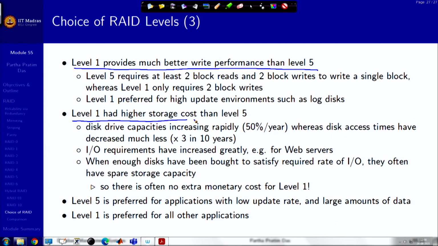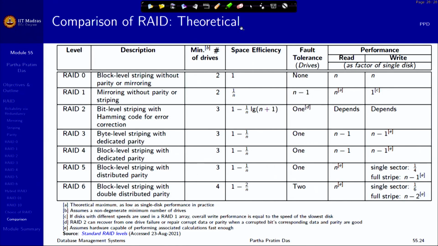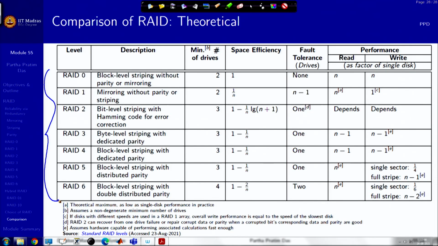Level 1 has higher storage cost than level 5. So, these are the different trade offs. I will show you a summarized table talking about all that. There, you can compare the RAID levels in two ways. One is the current table, which I would say is more theoretical. Here, the basic 7 RAID levels are being compared.